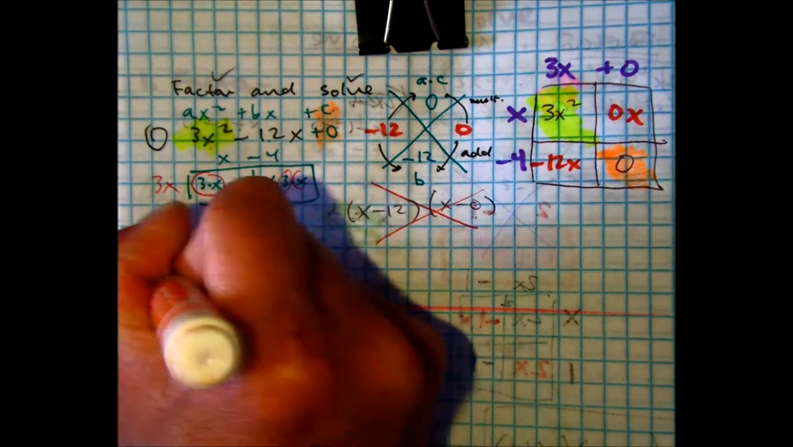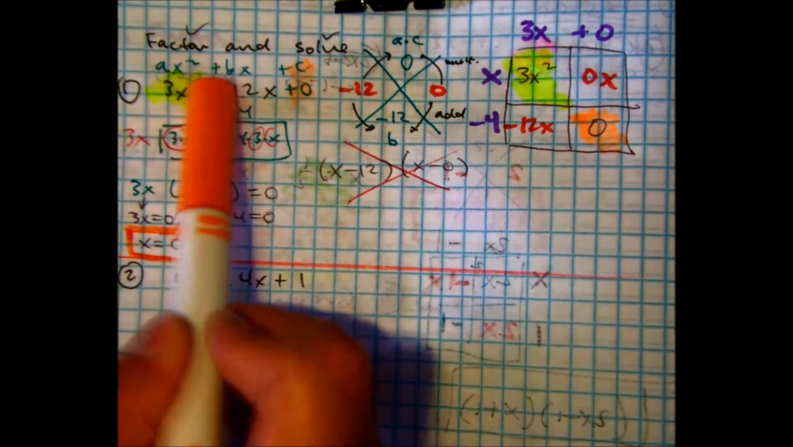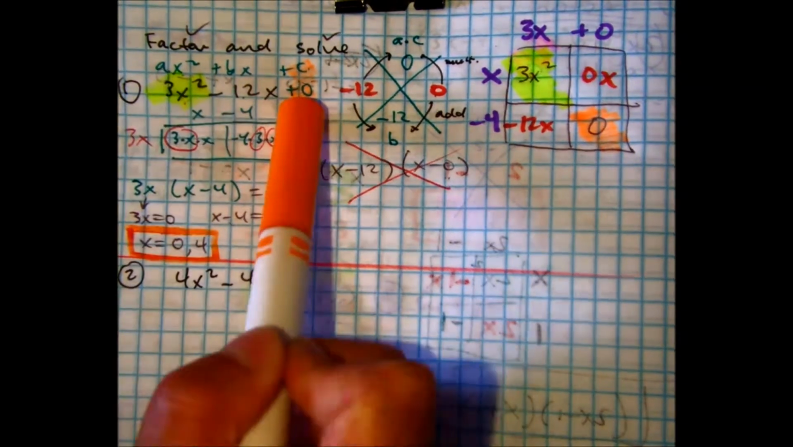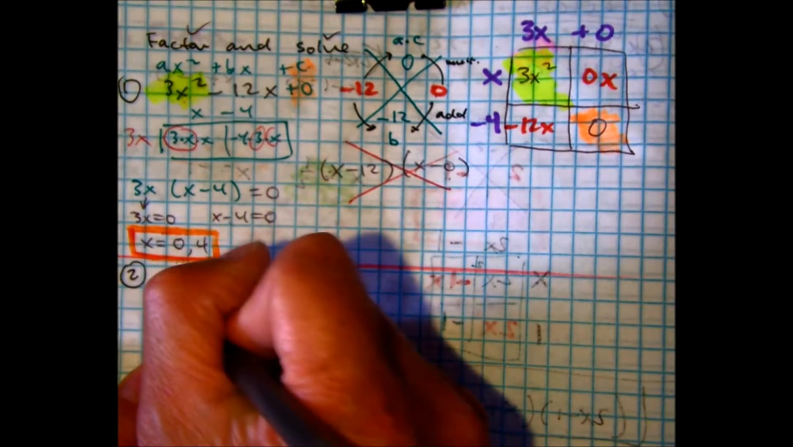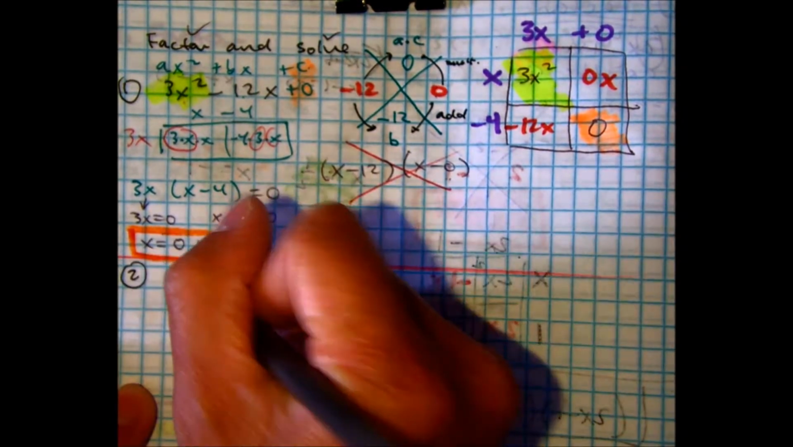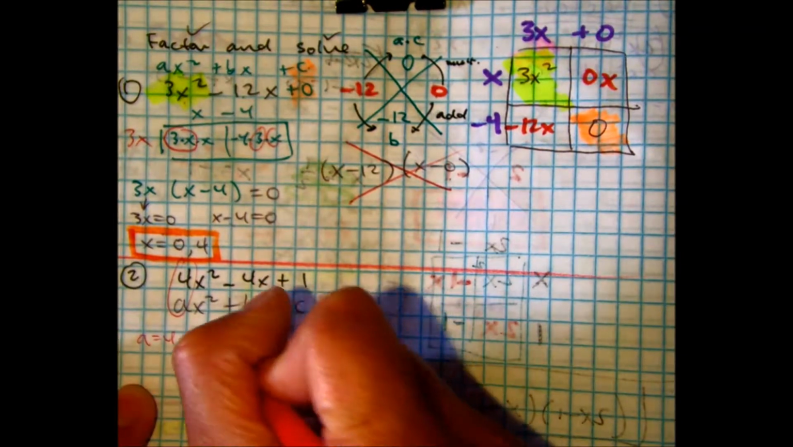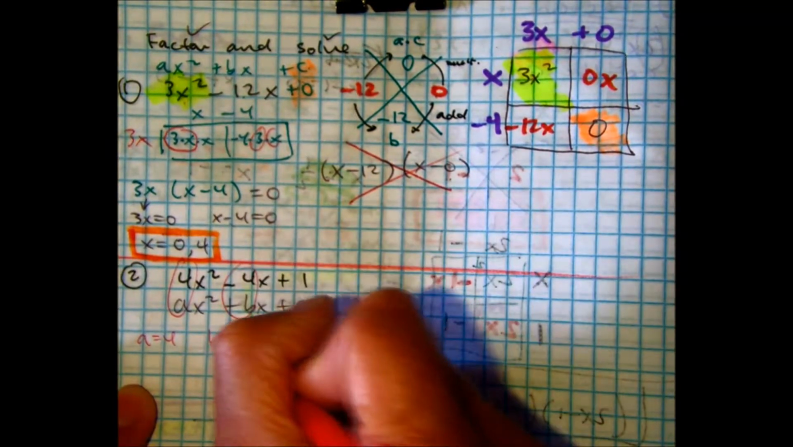Raise your hand if you got that. Okay? Let's do the second one. The first one was not a trinomial. I had to add a 0. This one is a trinomial. Class, what's your a value? Remember, if you get stuck, write the standard form below it. So, a is 4. B value? C value?